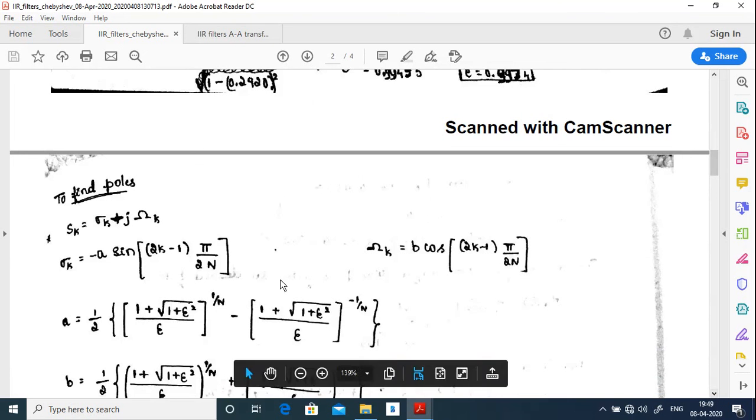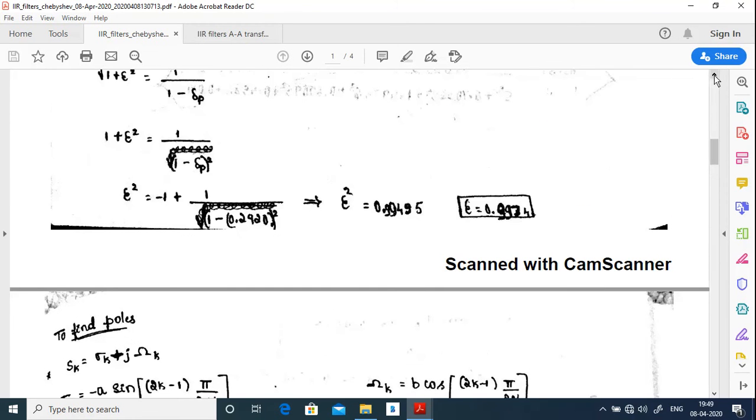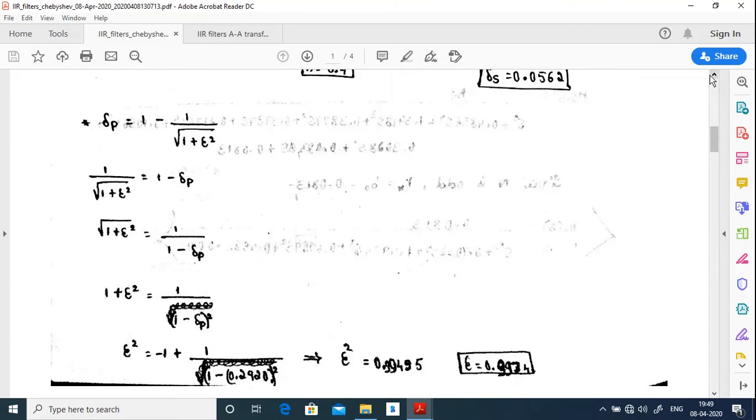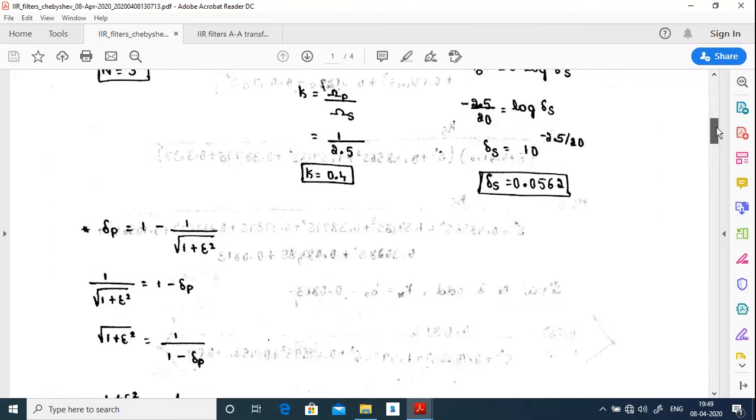The formula for finding out poles in case of Chebyshev filter is this, that is sigma k, or in other words sk is equal to sigma k plus j into omega k, where k varies from 1 to 2n. This is very, very important, you need to remember this. So what is the value of n here? N is 3. So k will vary from 1 to 6.